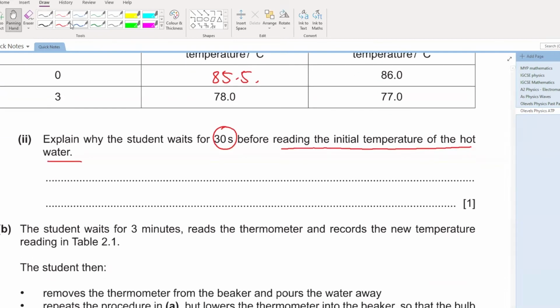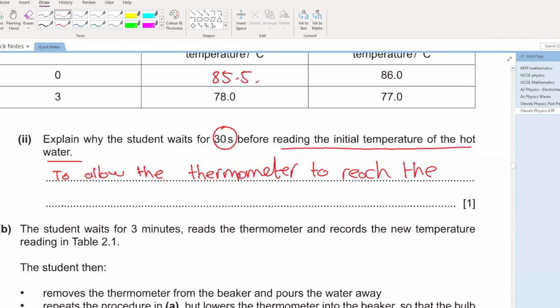So you will write here: to allow the thermometer to reach the temperature of hot water. Simple as that. Nothing complicated here.